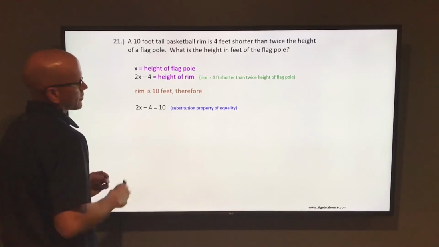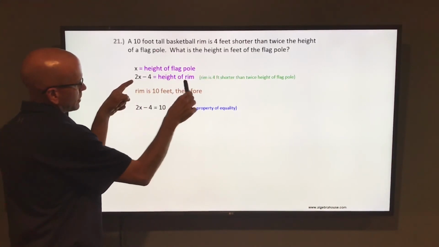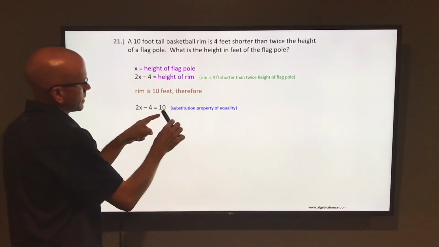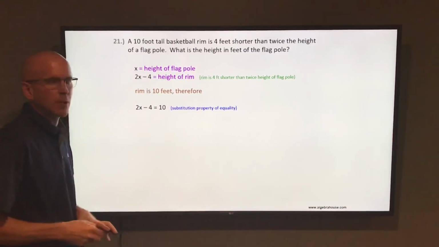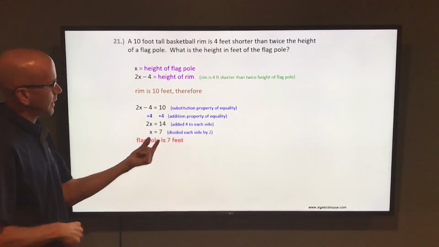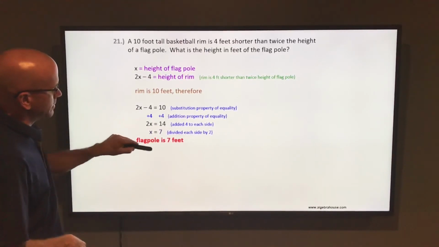2x minus 4 equals 10. So the height of the rim is 2x minus 4 here. And that's what it says up here, the height of the rim is 10 feet tall. So 2x minus 4 equals 10 is our equation. And then to solve that for x, add 4, divide by 2, x equals 7. Remember, x is the height of the flagpole. That is 7 feet tall.